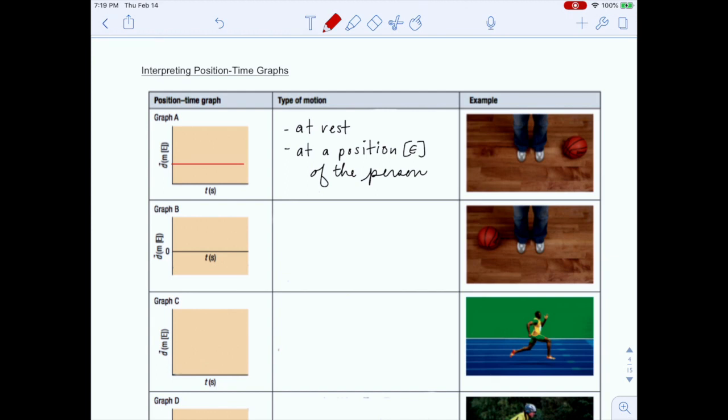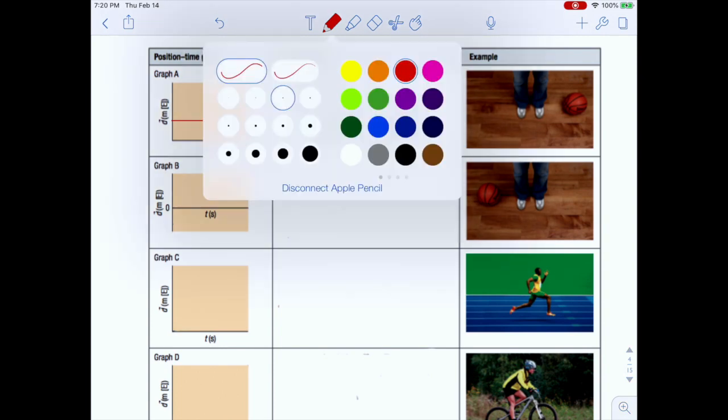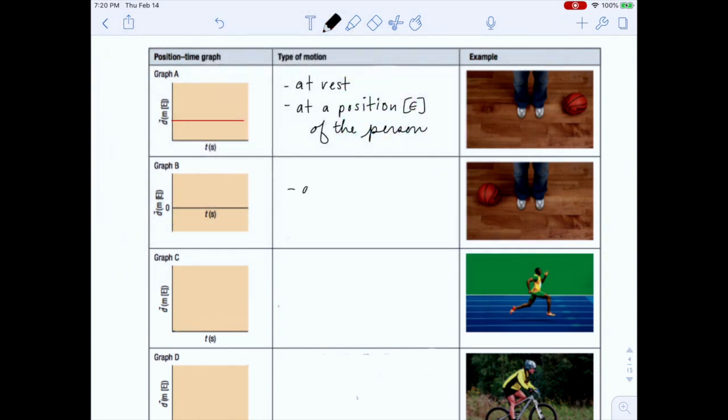In the next diagram, the basketball is still at rest. This time, it's at a position west of the person. The position time graph is expressed in the direction east. So how do we indicate that the object is traveling, or is at rest rather, but at a position west? To change east into west, we would have to change the sign.